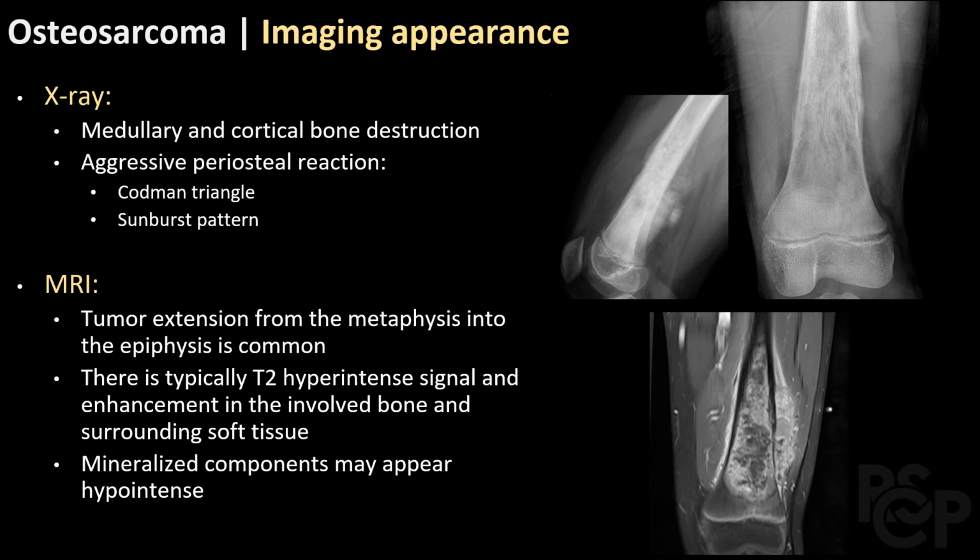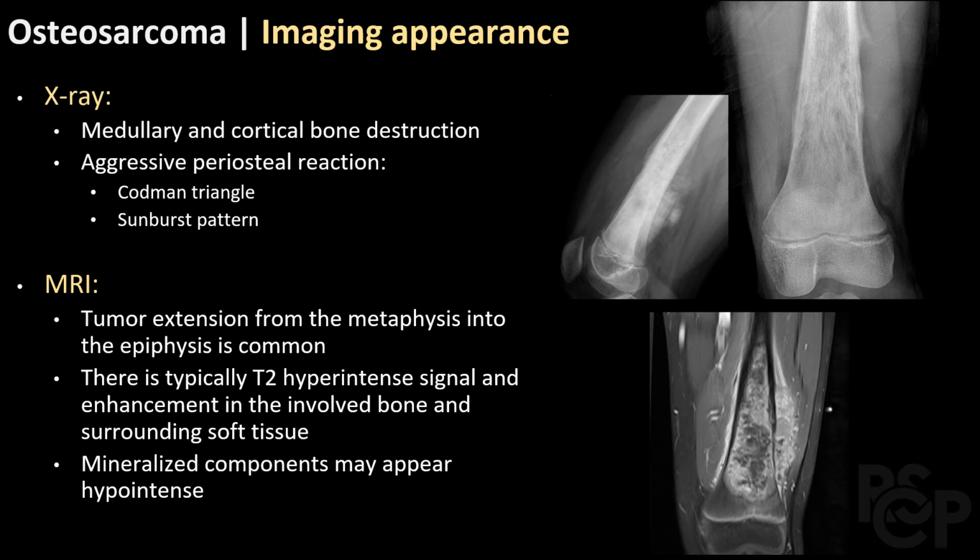On our top left, you can see on that femur a sunburst pattern where you can see all that white stuff behind the bone posteriorly where soft tissue is supposed to be, but that's a periosteal reaction. In the top right, you can see a Codman triangle where you can kind of just see a triangular piece of bone sticking out.